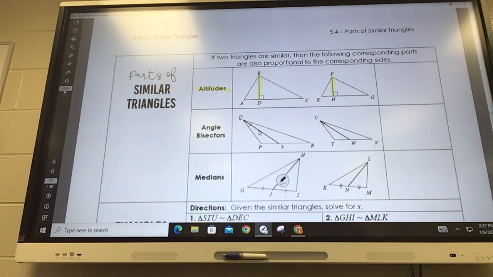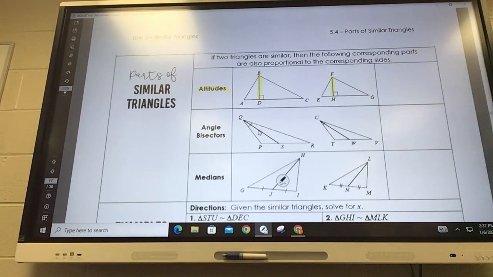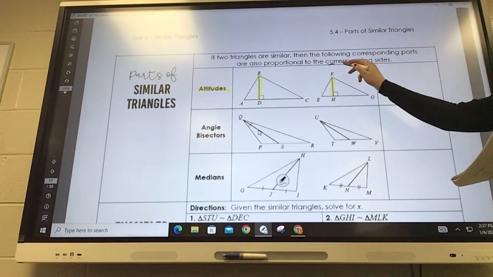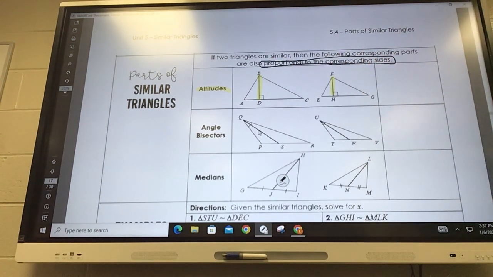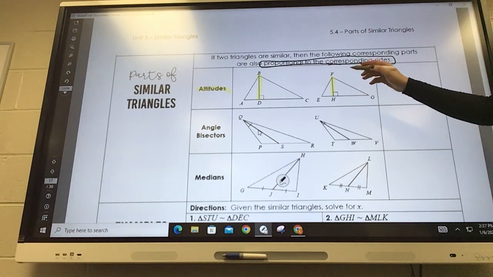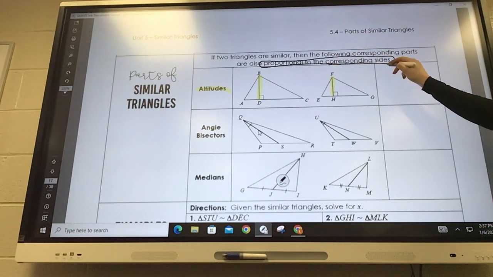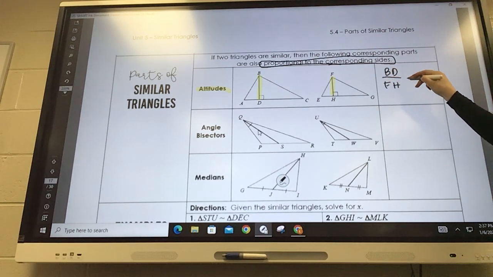But when we're doing these problems today, if your two triangles are similar and you have an altitude, then you can say that any corresponding side is proportional. So you can pick whatever side you're solving for and set it equal to your altitude as a proportion, and you can solve. I'm going to use the altitudes for one of my fractions. My altitude for the first triangle is BD, and for my second triangle is FH.